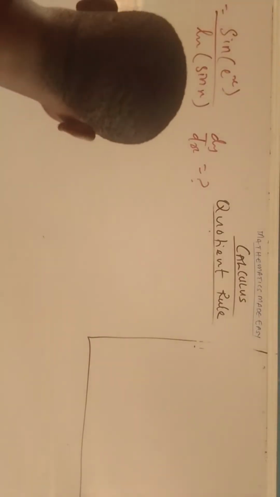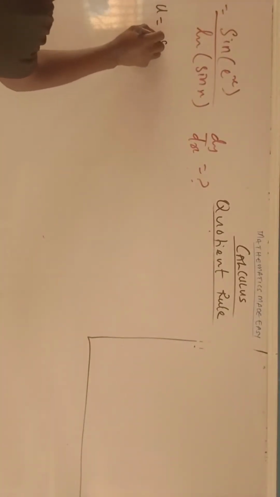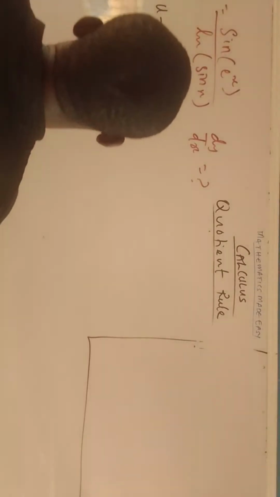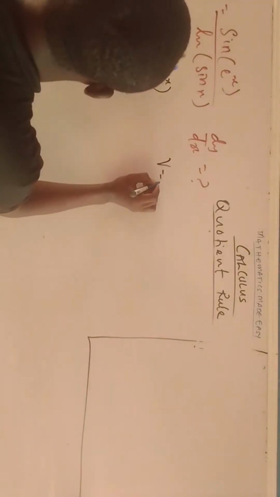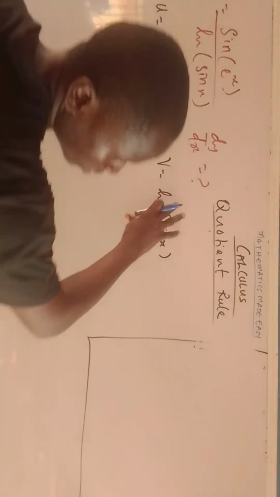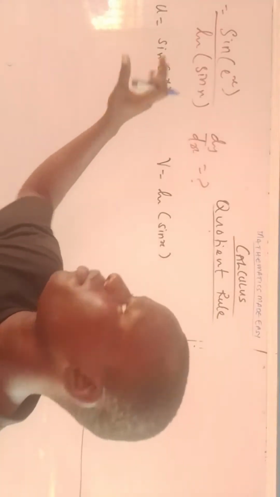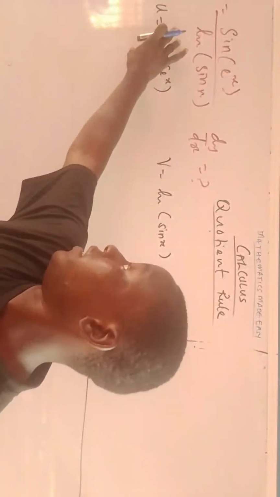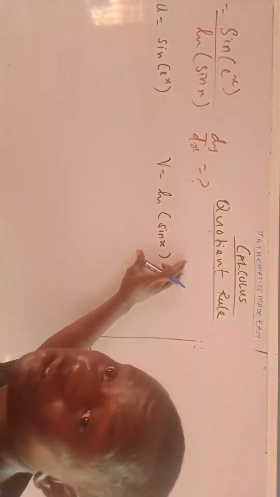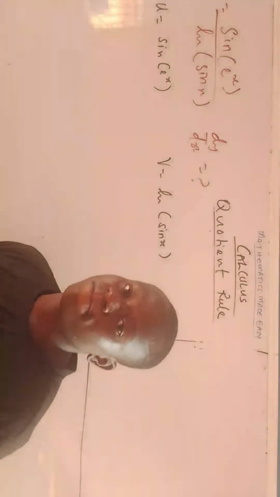Good. So the first thing is to make your u. So u is the numerator. So we have u is equal to sine exponential x, all right? And then we have v is equal to what? Natural log of sine x. Now, this is a composite function, which is a chain rule, all right? So we're going to use the chain rule to find the derivative of sine exponential x. And then also here, we're going to use the chain rule to find the derivative of natural log of sine x. Are we together now?